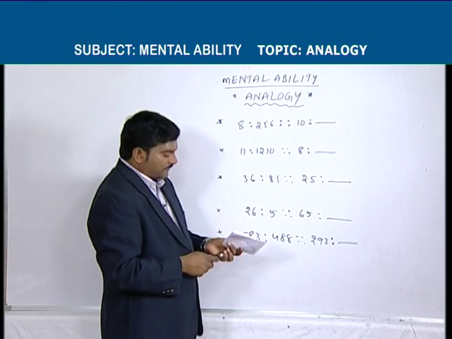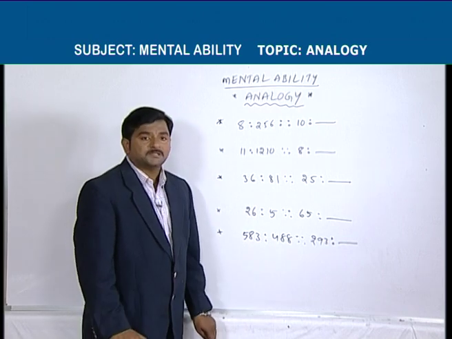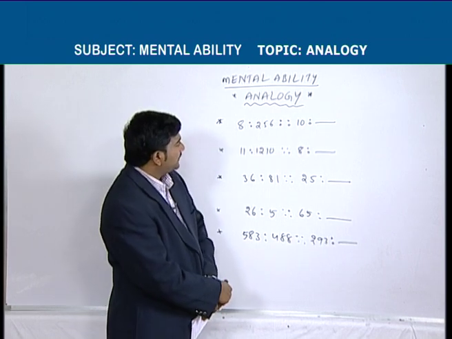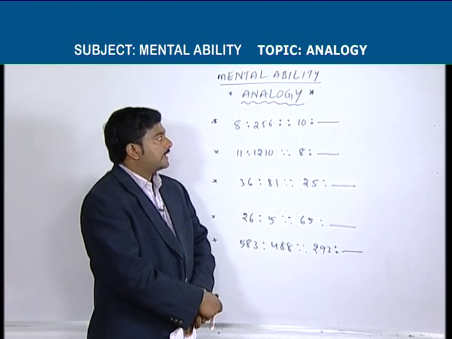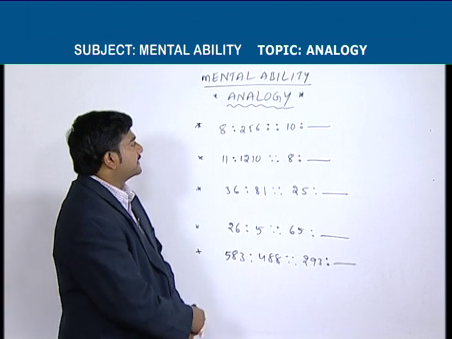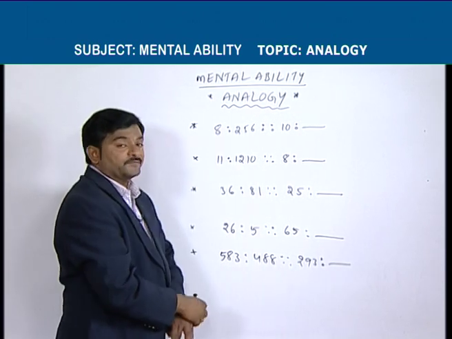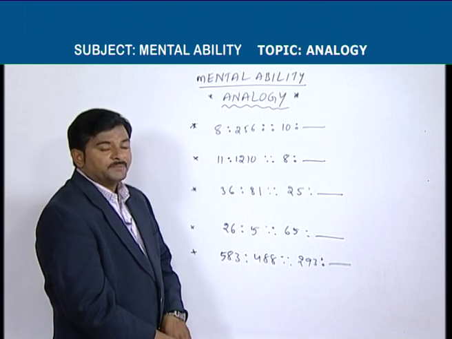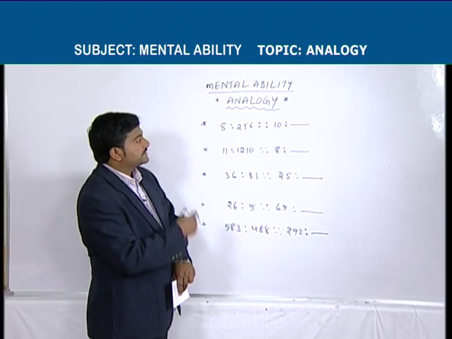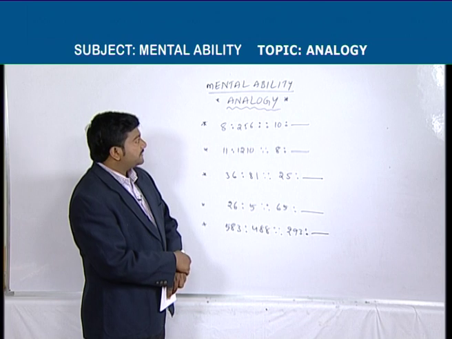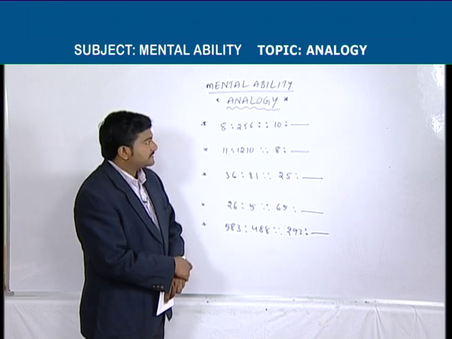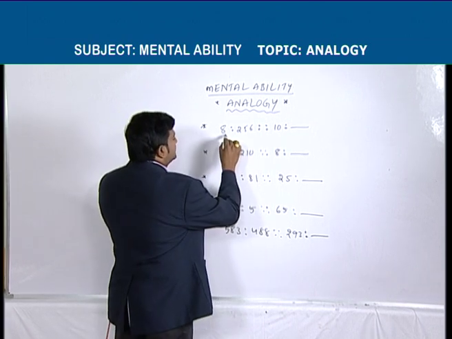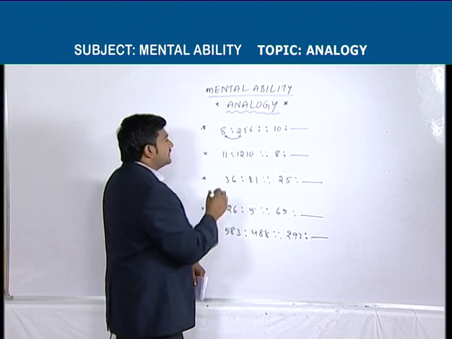Now these are the 5 questions, or else 5 different models we can say. Now let us start by discussing one by one. Okay. 8 is to 256 as 10 is to dash. We will discuss the first model. So now we have to identify the relation between 8 and 256. What is the relation?